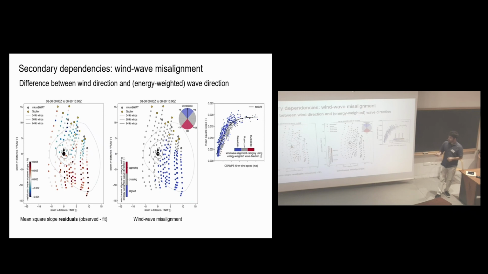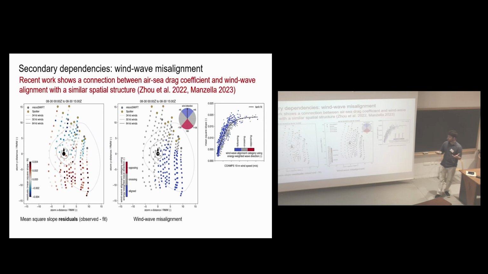And this is encouraging because there's been recent work showing a connection between the air-sea drag coefficient and wind-wave alignment, which has a similar spatial pattern. Their observations are that the air-sea drag coefficient is higher when the wind and waves are aligned, just like the mean square slope observations we're seeing.